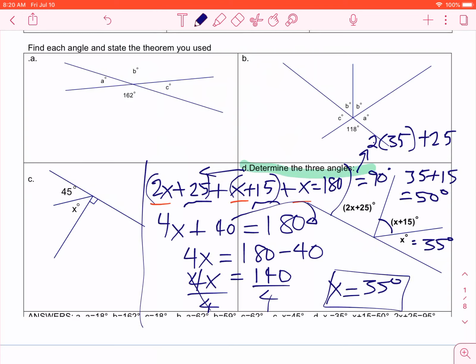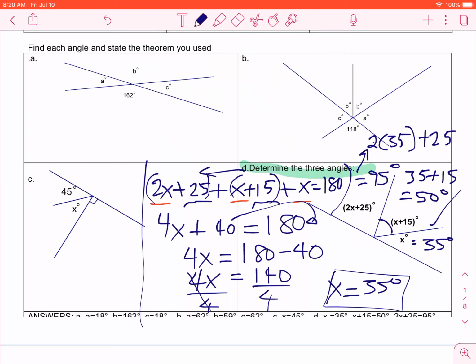is equal to 175. Oh, you know what? This should have been 95. My apologies. There we go. Okay, so that's why it's always good to check your work. So we got 95 plus 50 plus 35. Make sure that equals 180. It does. You're good to go.